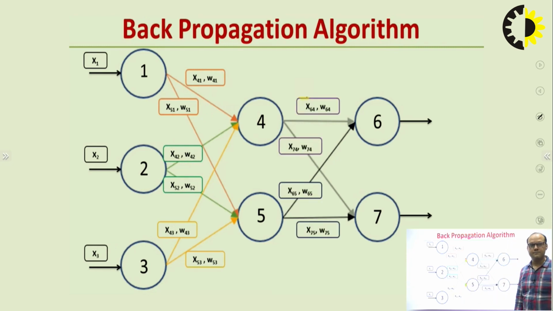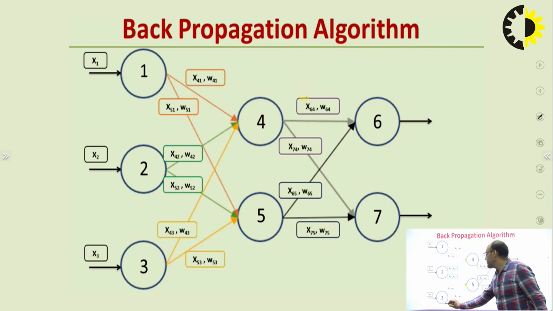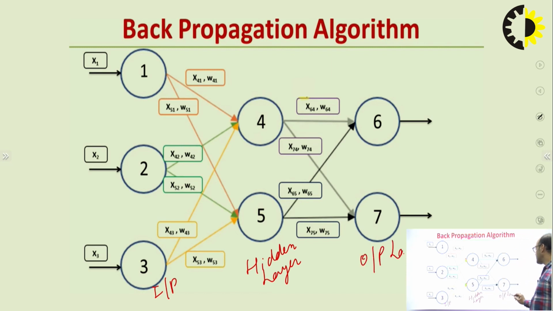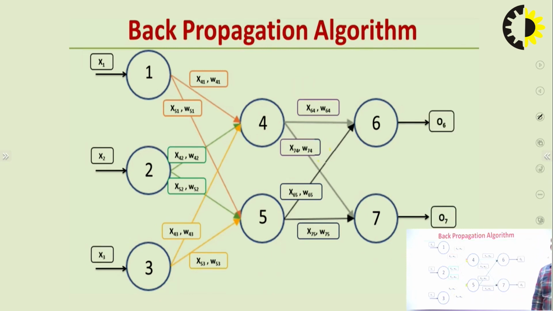Again, this is my input layer, this is my hidden layer. The same processing is done from the hidden layer to the output layer. This is my output layer. The output layer gets input from the hidden layer using the same calculation: x64 with weight w64, x74 with weight w74, similarly 5 to 6 and 5 to 7. And we get outputs O6 and O7. This is the forward pass.